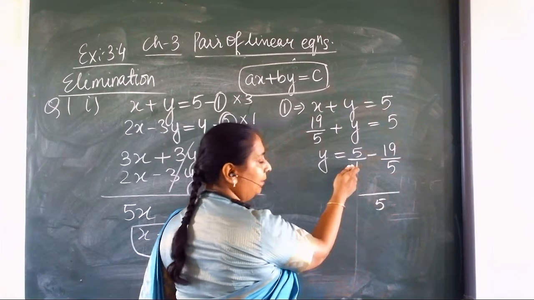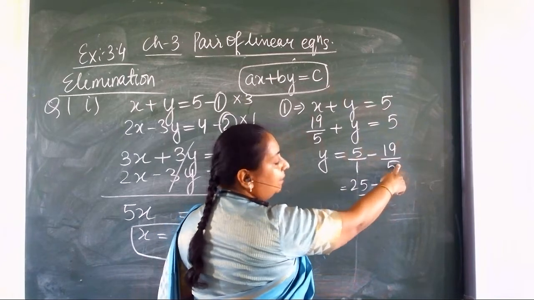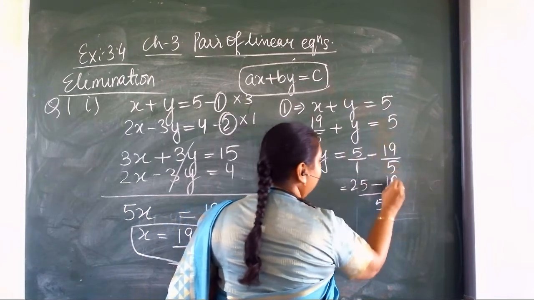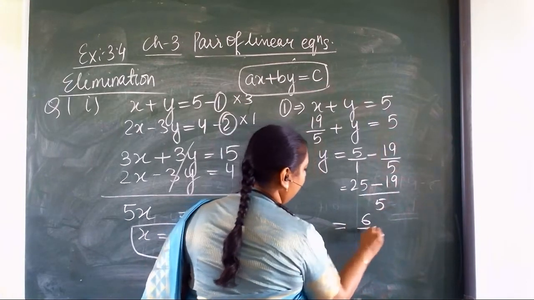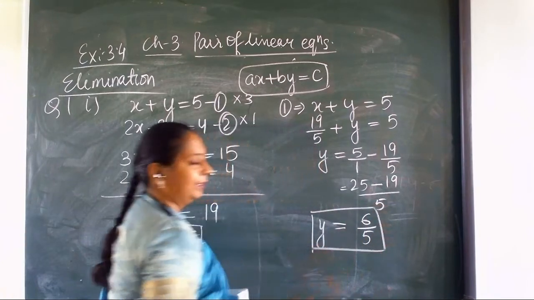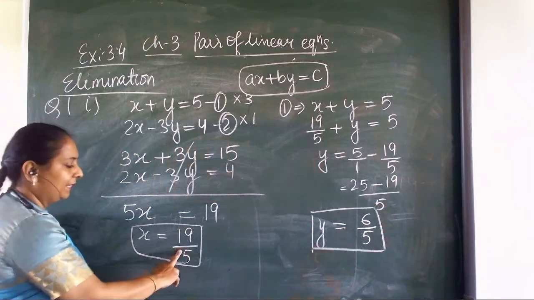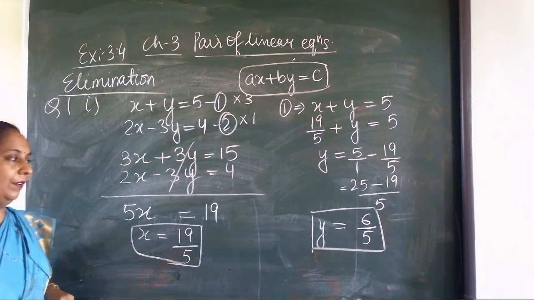By taking the LCM of 5 and 1, we get 5. 5 divided by 1, 5. 5 fives are 25. Minus 5 divided by 5, 1. 1 into 19 is 19. So 25 minus 19 becomes 6 upon 5. This is the value of y. Here the value of x is 19 upon 5 and the value of y is 6 upon 5.